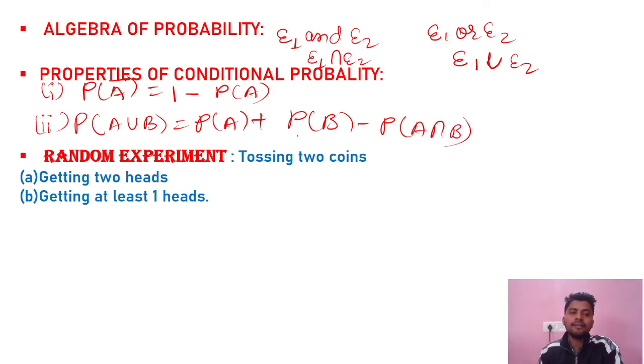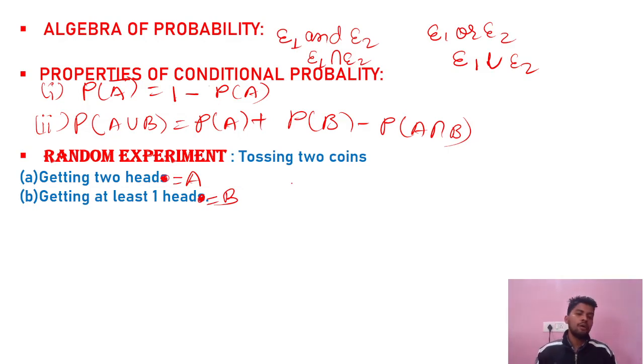Now let us understand all these things of conditional probability with the help of an example. Take a random experiment, tossing two coins. Let us define event A as getting two heads and event B as getting at least one head.